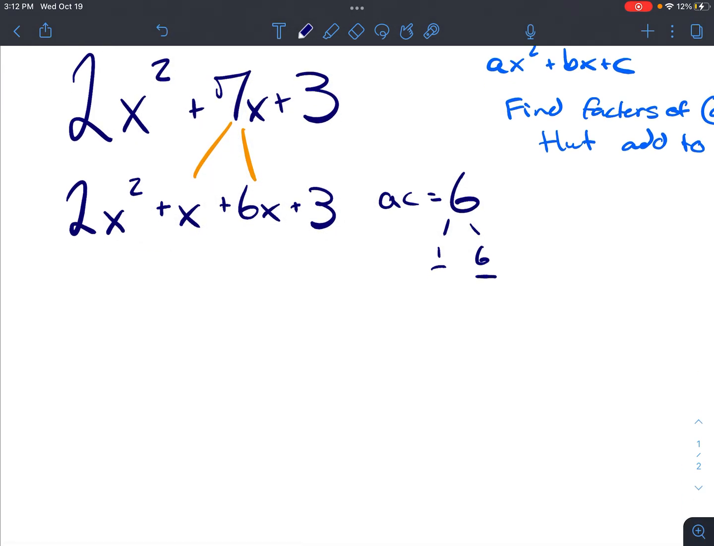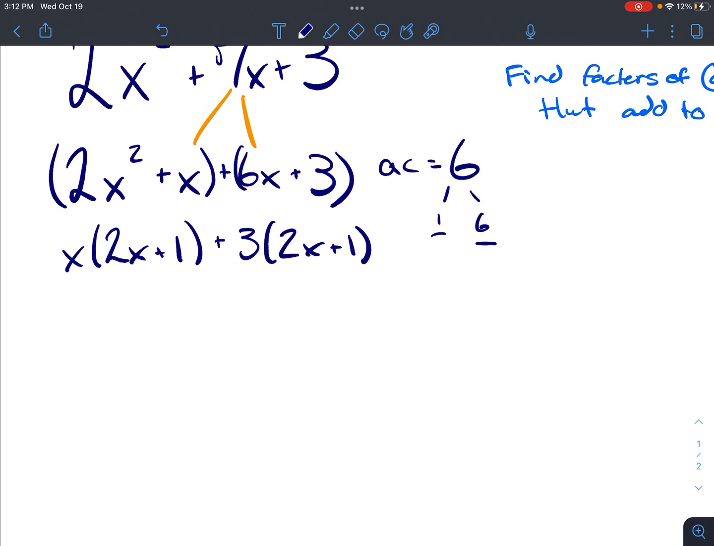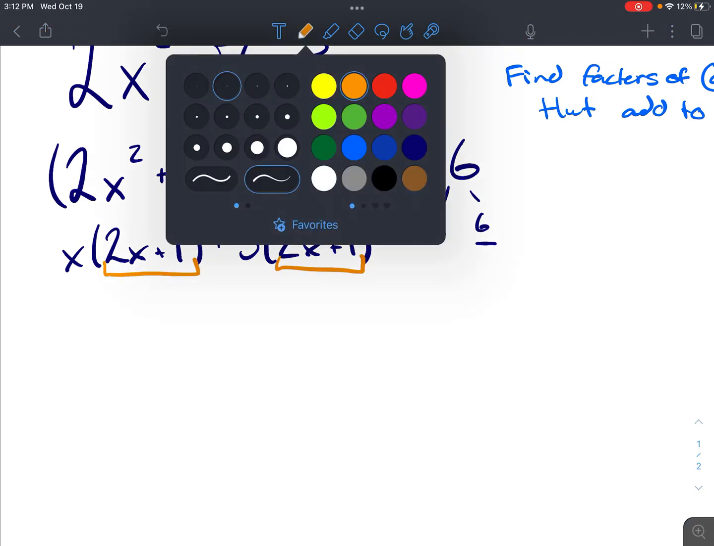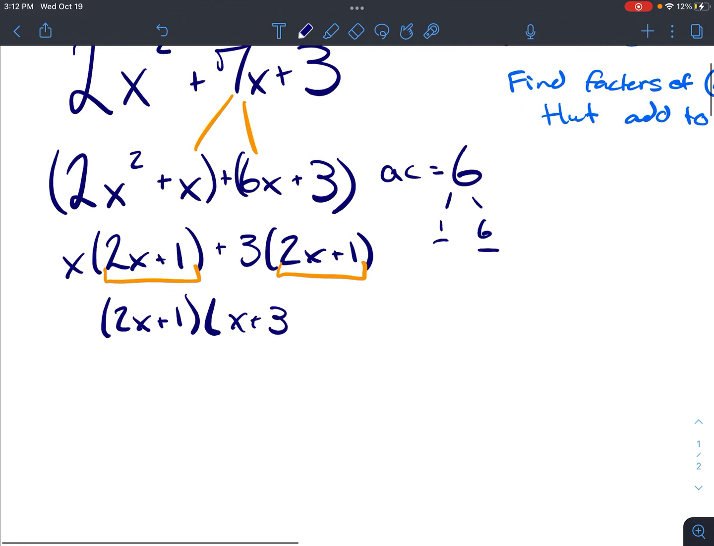We now have two groups here, and with these two groups, we can factor stuff out of them. For example, in the first one, I can pull out an x and get 2x plus 1. And in the second one, I'm going to pull out a 3 and get 2x plus 1. Now I have a common factor of 2x plus 1. So I can pull this 2x plus 1 out, and I'm left with x plus 3. So (2x plus 1)(x plus 3) is the factored version.